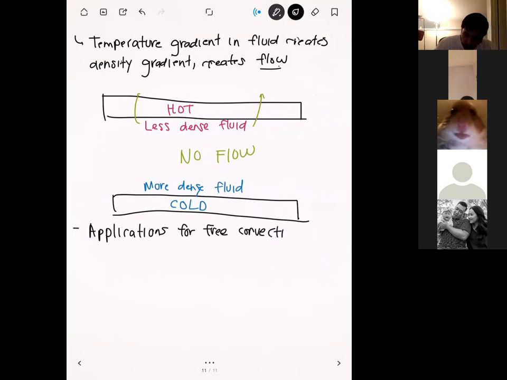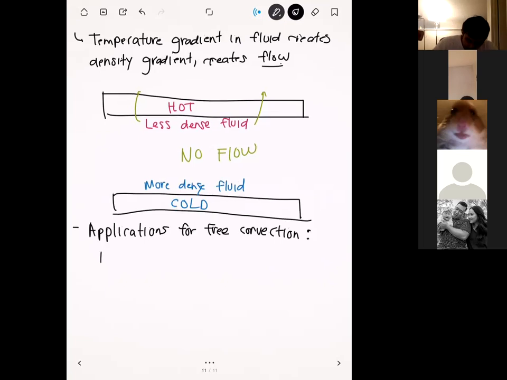Usually you see these in pretty heavy industrial applications, because first of all, you usually need a huge temperature difference between your solid and the fluid. And you usually need this to occur over long lengths. And so one application could be in power generation. These usually involve pretty heavy, big machinery where free convection can be a thing.